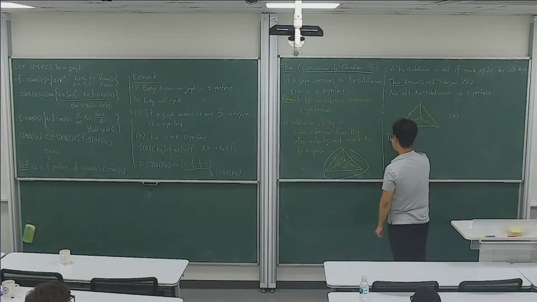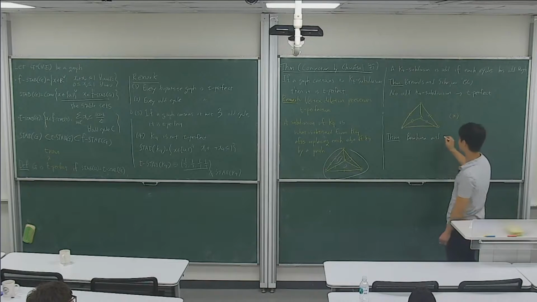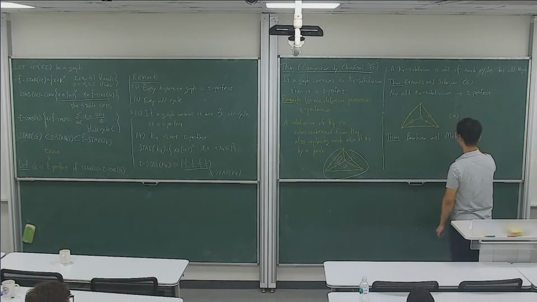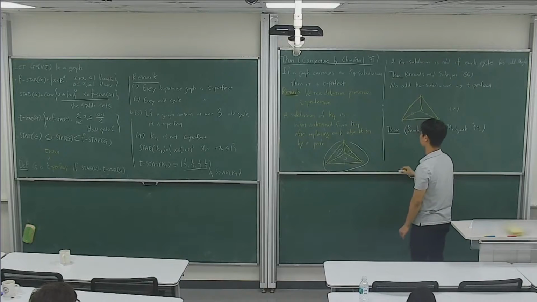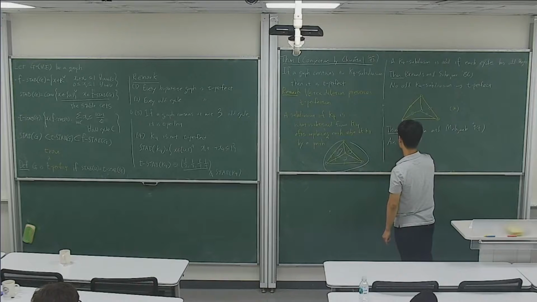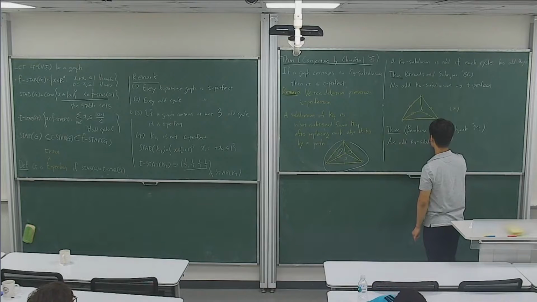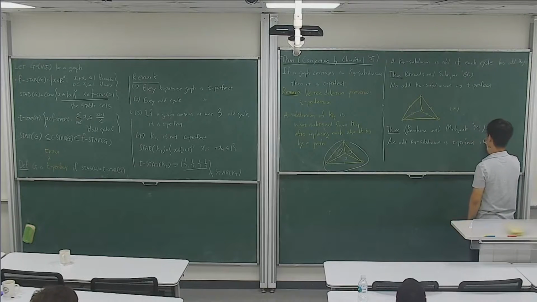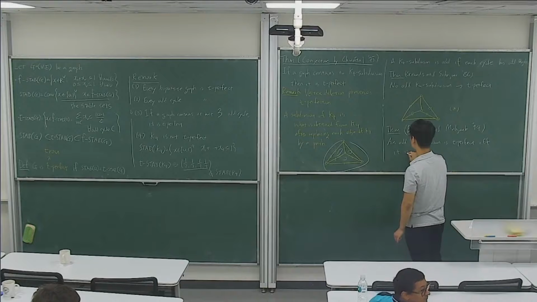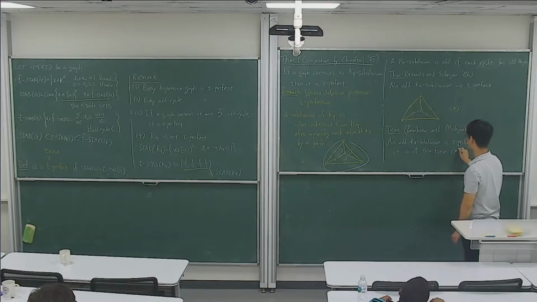So, theorem. Francisco Barahona, 94. An odd K4 subdivision is T-perfect if and only if it is of the form star. Okay.